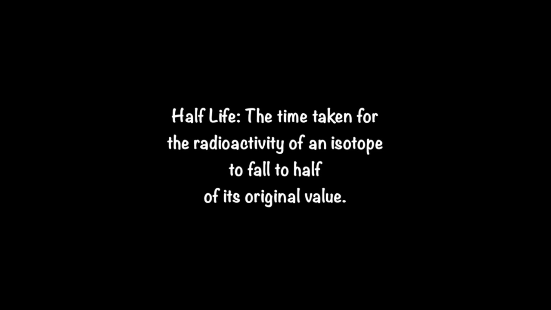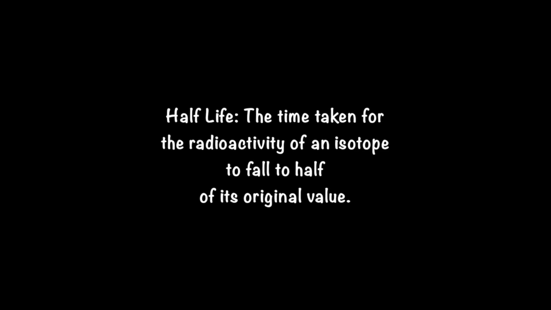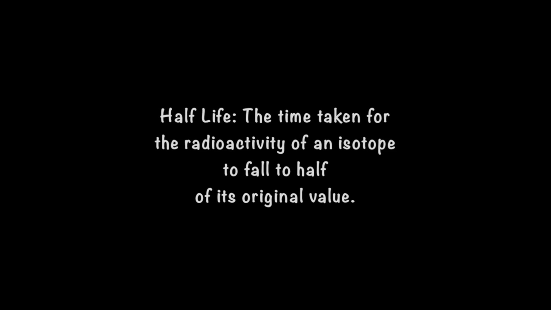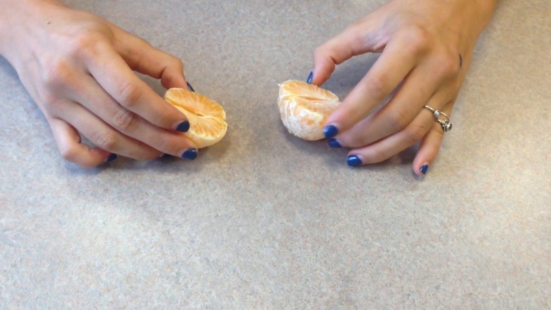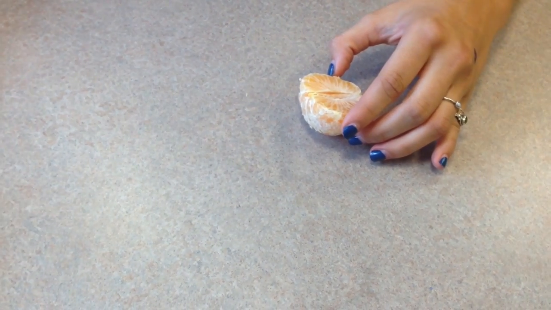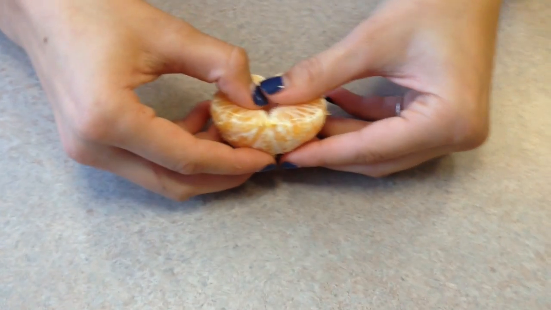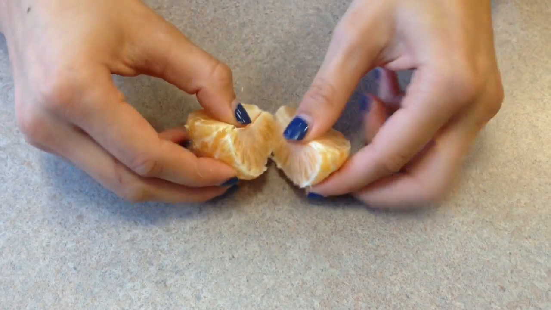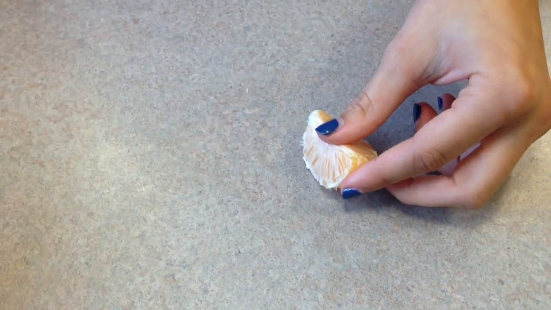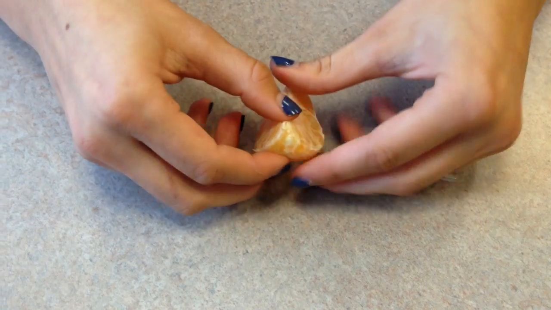So, what is half-life? Half-life is the time taken for the radioactivity of an isotope to fall to half of its original value. Let's let this tangerine represent an isotope with a half-life of 5 years. Every 5 years, half of the isotope will decay. This will continue until there is an unmeasurable amount of the isotope left.